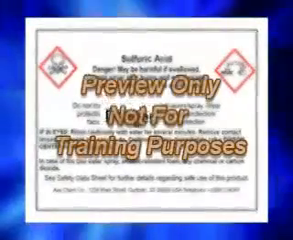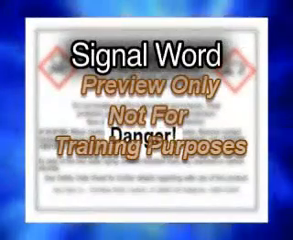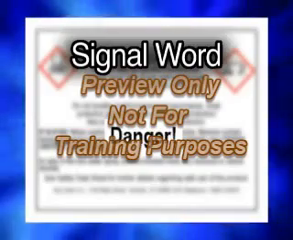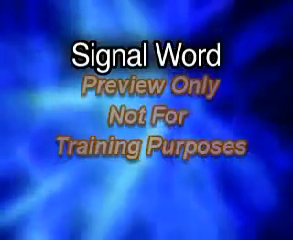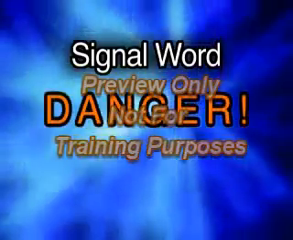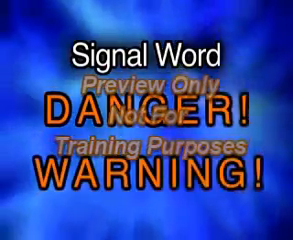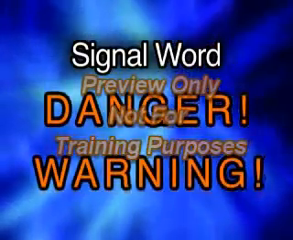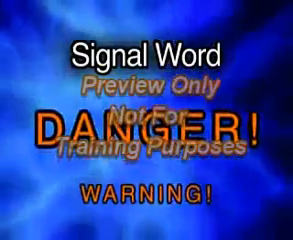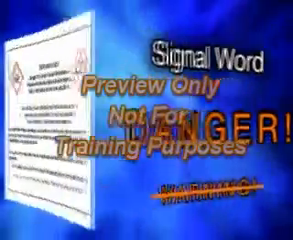Signal word. A word used to alert employees of a potential hazard and its relative level of severity. Two signal words used are danger, used for more severe hazards, and warning, used for the less severe hazards. Only one word will be present on a label. If danger is included, then warning should not appear.